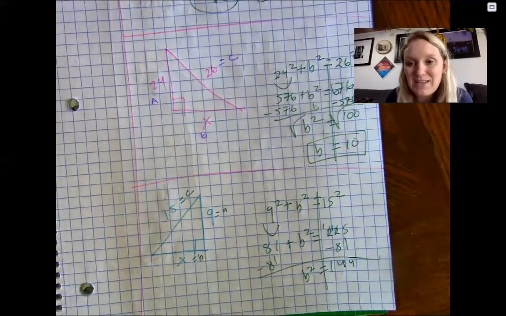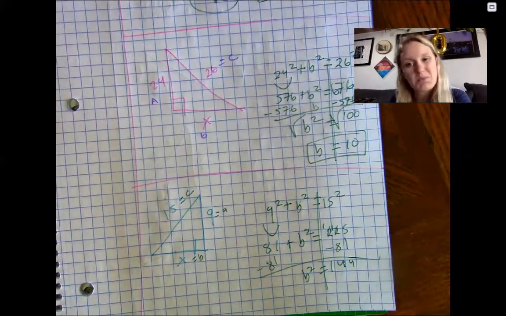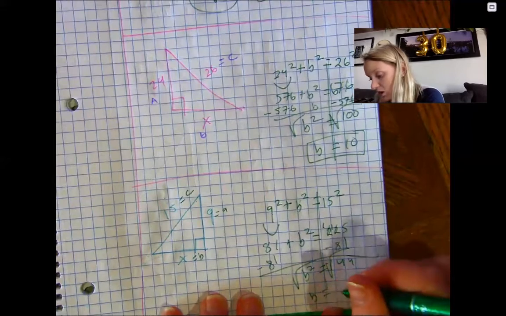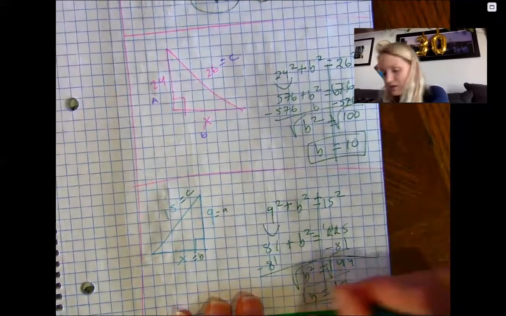To get B by itself, I square root it. Again, if you need help, you just raise it to the 0.5, or sometimes there's a square root button on your calculator. Square root both sides, and I get B equals positive or negative 12, but I know because it's a side length, it needs to be positive 12.